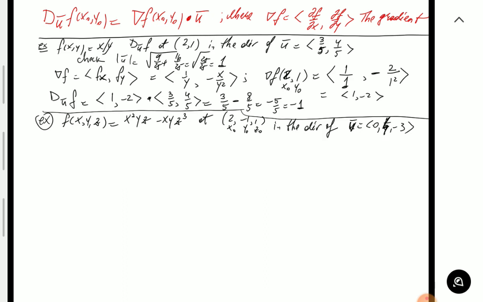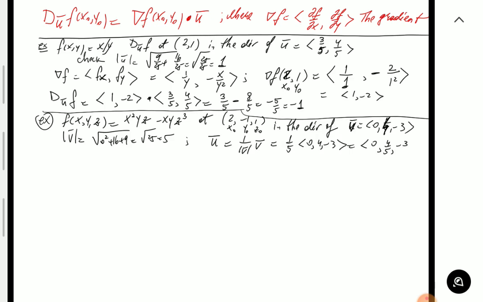Okay, notice it's pretty easy to see that the magnitude of v is not 1. If I compute the magnitude, its magnitude is 5. In the computation of the directional derivative, you need to normalize the vector. So divide the vector by its magnitude, via scalar multiplication, to make it of length 1. So the correct vector in the formula will be (0, 4/5, -3/5).